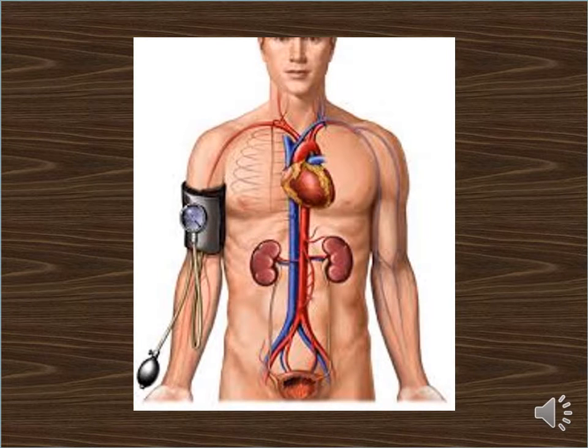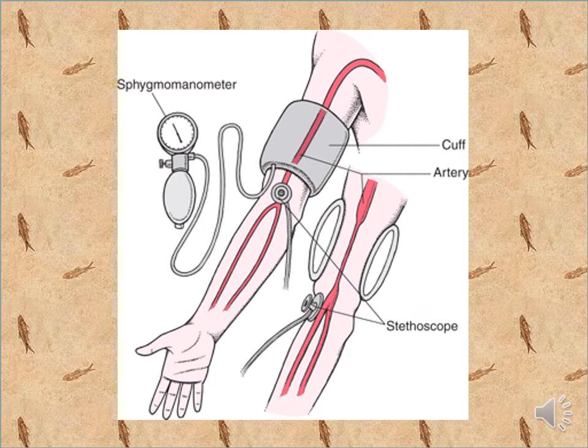This figure shows a sphygmomanometer that is put in the upper arm above the antecubital fossa to measure the blood pressure. This figure shows that we put the sphygmomanometer and put the stethoscope to measure the blood pressure.